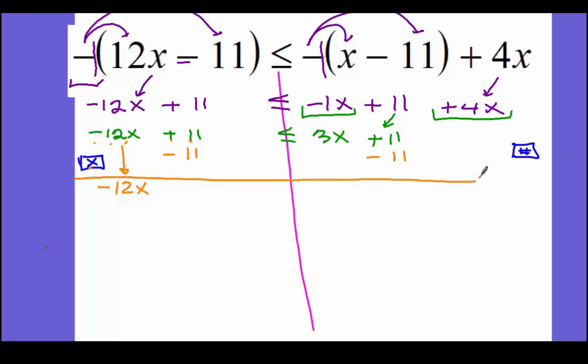Okay. So cross out once on the left side. Don't cross out on the right side. Rewrite my inequality sign. I'll do this one step at a time. 11 minus 11, that's 0. So I write 0.